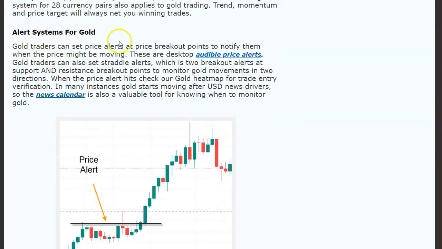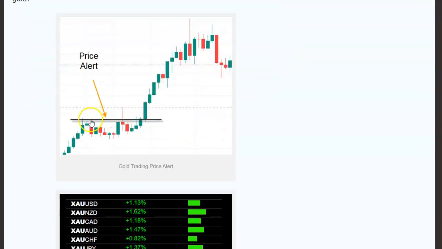Alert systems for gold. The Forex news calendar is a great way to time your gold trades. You can learn more about that just by clicking there. Another way is to set audible price alerts. So locate a breakout point on maybe a bigger time frame like the H1 or larger time frame.